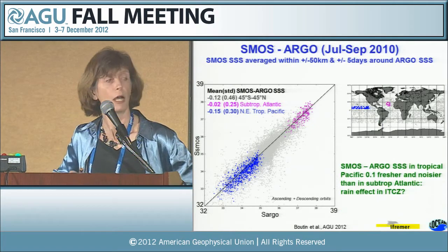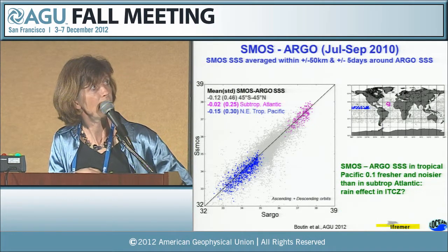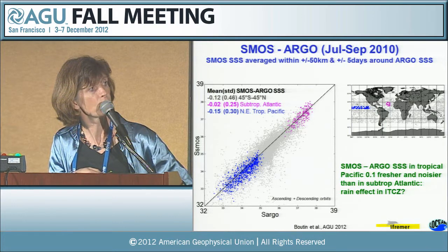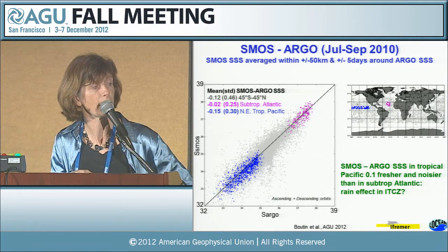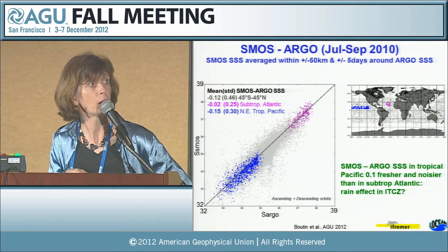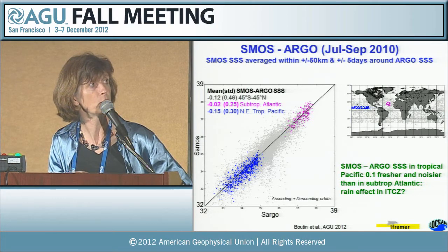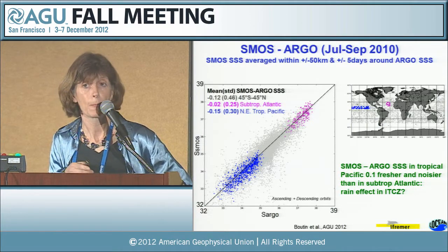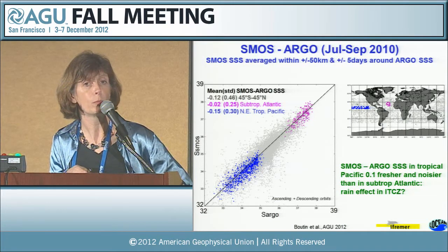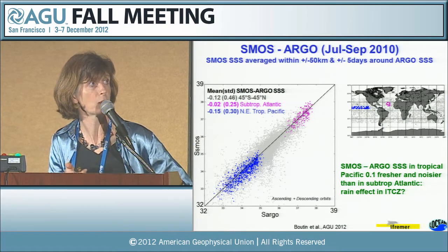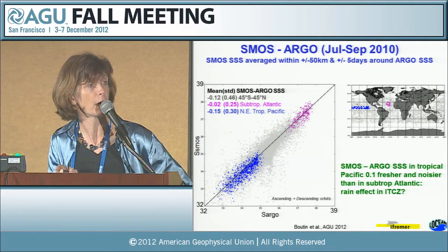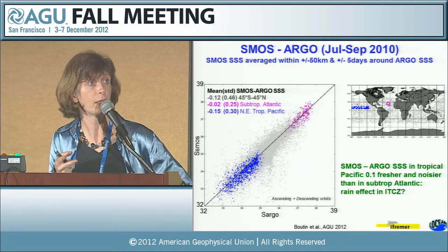So the question arises: why is it like that? Can this increasing noise be explained by the effect of rain? And could the more negative bias in the rainy region be an effect of rain? Before doing some more statistics, we come back to individual Argo profiles, and we have, by chance, one Argo profiler that was collocated with SMOS and with rain rate twice at a 10 day interval.